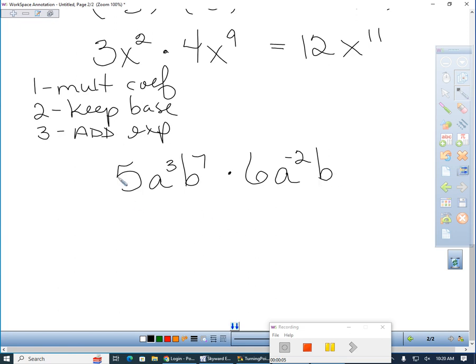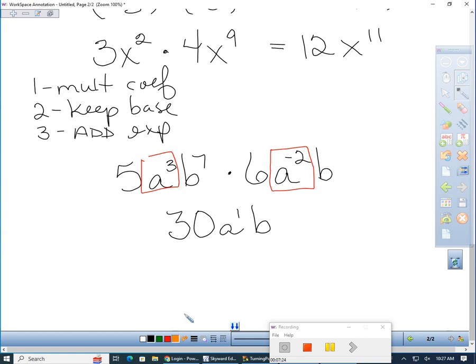All right, so first we start by multiplying our coefficients together. What is 5 times 6? 30. All right, we're going to put our base of a. So I have up here a to the 3rd, and I have a to the negative 2. I keep my base and add my exponents. I get a to the what? 1. All right, then my next base, which is different, is b.